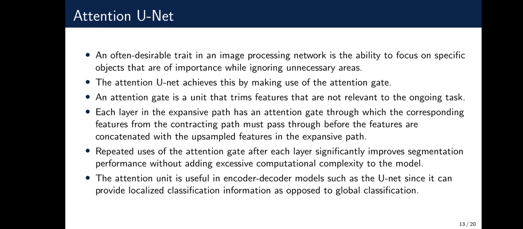Each layer in the expansive path has an attention gate through which the corresponding features from the contracting path must pass before the features are concatenated with the upsampled features in the expansive path. And the Attention U-Net is useful in encoder-decoder models such as the U-Net since it can provide localized classification information as opposed to global classification in U-Net. This allows different parts of the network to focus on segmenting different objects.